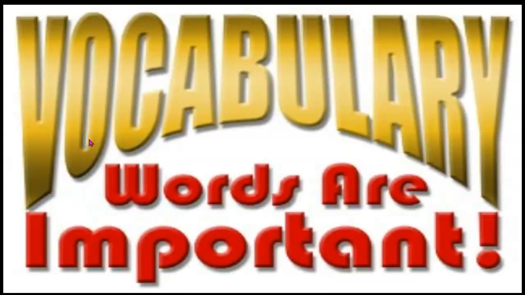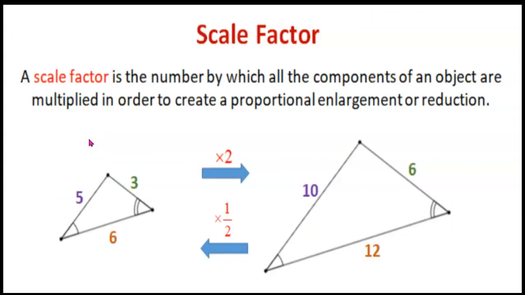Some important vocabulary words. First, we have scale factor. The scale factor is a number by which all the components of an object are multiplied in order to create a proportional enlargement or reduction. In other words, this is the factor by which you multiply a smaller object to get a larger object, or a larger object to get a smaller object.